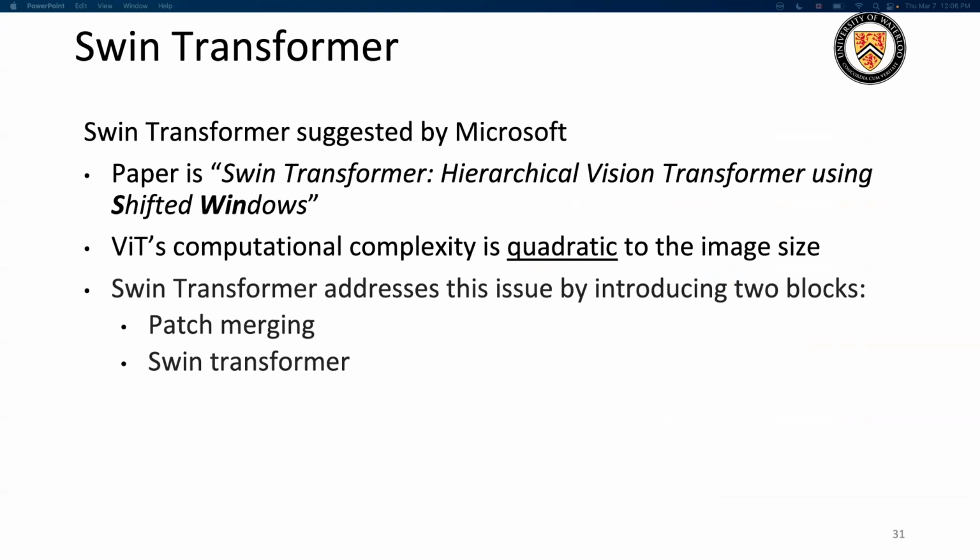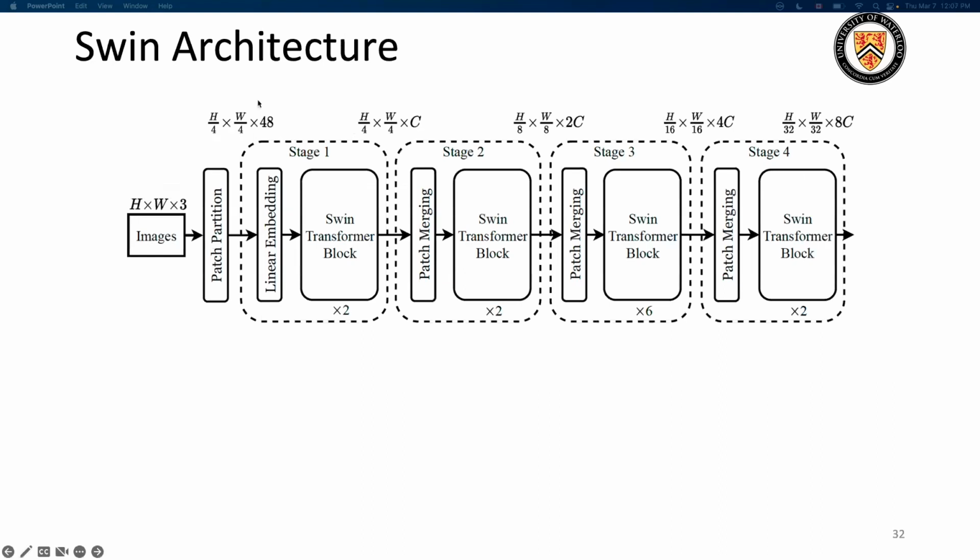The last paper that I'm going to talk about is Swin Transformer, suggested by Microsoft. The actual name of this paper is Hierarchical Vision Transformer using Shifted Windows. That's where Swin comes from. Well, ViT's computational complexity is quadratic to the image size. And Swin Transformer tries to address this issue by introducing two blocks, patch merging and Swin Transformer. This is the overall architecture, and these are the components. I will go through each of them.